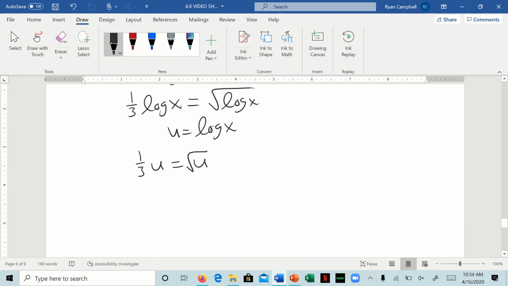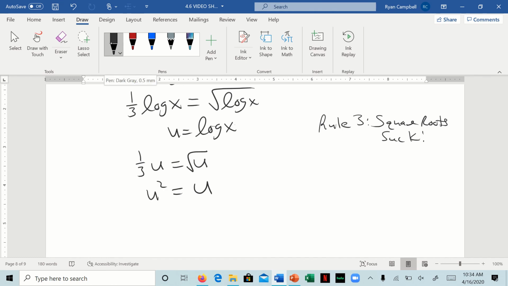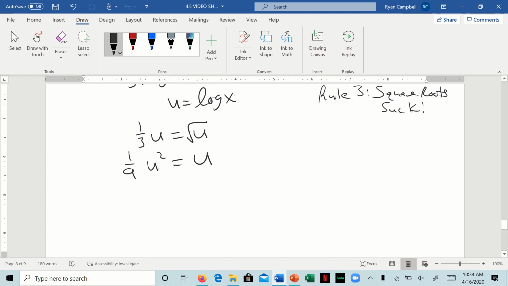Well, since we have a square root, we could get rid of the square root, right? Square roots suck, get rid of them. Man, a lot of things suck in math. So, how can you get rid of it? You square both sides, right? So, on the right side we get u. On the left side, we get u squared, but we also need to make sure to do 1/3 squared, so that would be 1/9, right?